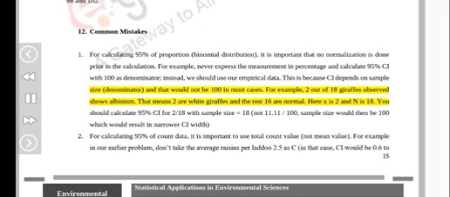For example, 2 out of 18 giraffes observed show albinism. That means 2 are white giraffes and the remaining 16 are normal. Here X is 2 and N is 18. You should calculate the 95% CI for 2/18 with sample size equal to 18, not 11.11 out of 100. The sample size would then be 100, which would result in a narrower CI width.